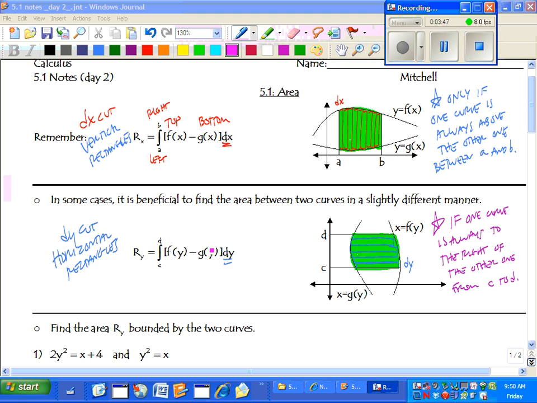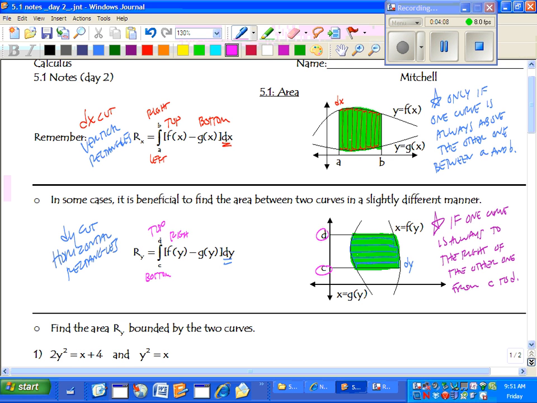In this case, it's a dy cut. Everything in here is going to be in terms of y. Our limits here, lower and upper limits, are in terms of y. The C is our bottom y value, our lowest y value. D is the top y value. And this one, f of y, is going to be the right function minus the left function.